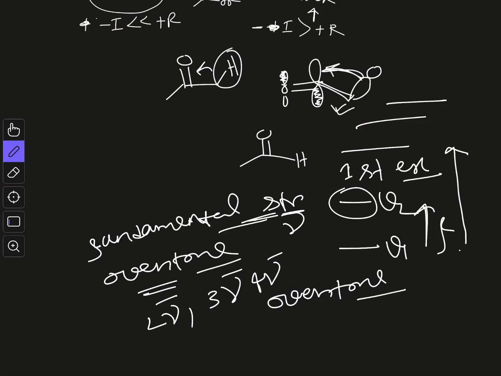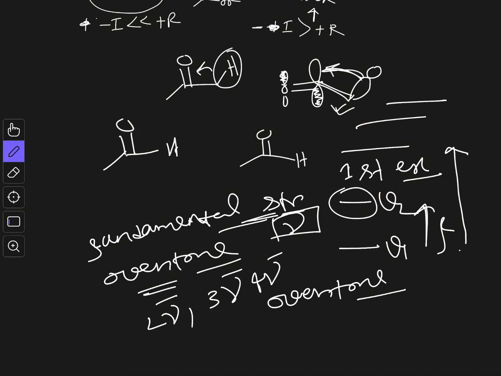Now coupling can occur between these two fundamental stretching, or it can also occur between the fundamental of one bond and the overtone of the same bond. And when this occurs, that is, coupling occurs between the fundamental stretching of one bond and the overtone of the same bond, then it is called Fermi resonance. And in case of aldehyde, we see the Fermi resonance.